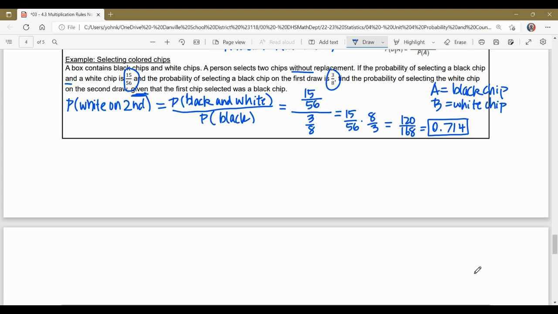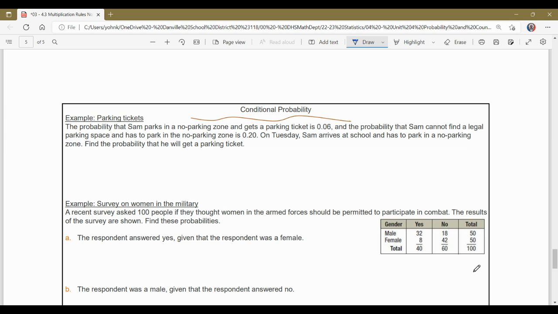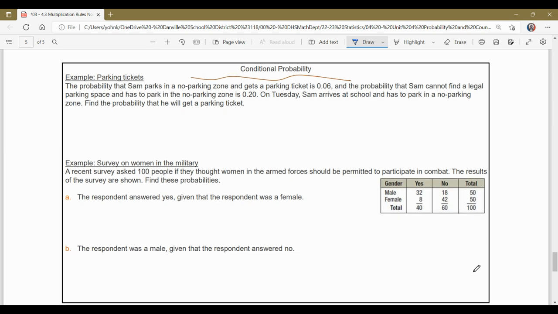All right, we got 2 more slides here. All right, parking tickets. The probability that Sam parks in a no parking zone and gets a parking ticket is 0.06. And the probability that Sam cannot find a legal parking space and has to park in the no parking zone is 0.20. On Tuesday, Sam arrives at school and has to park in a no parking zone. Find the probability that he will get a parking ticket.